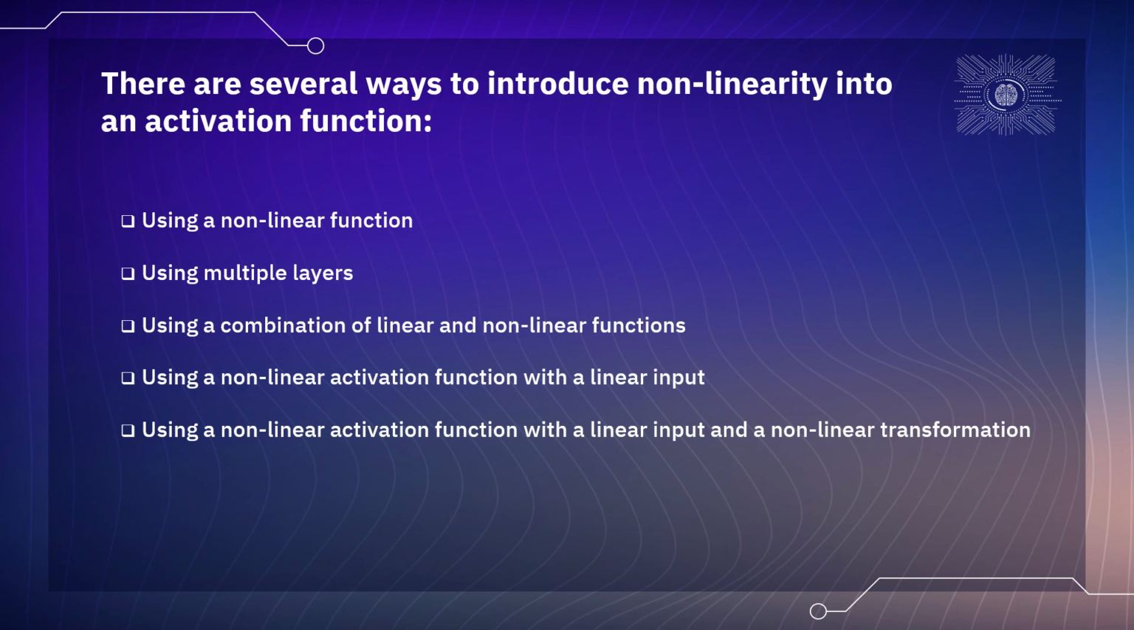Using a nonlinear activation function with a linear input and a nonlinear transformation. Another way to introduce nonlinearity is to apply a nonlinear transformation to the input before passing it through a linear activation function. This can be done using techniques such as polynomial expansion or kernel trick. It is important to note that introducing nonlinearity is crucial for the neural network to learn and model complex relationships in the data. Without nonlinearity, a neural network would simply be a linear model and would not be able to learn more complex patterns.